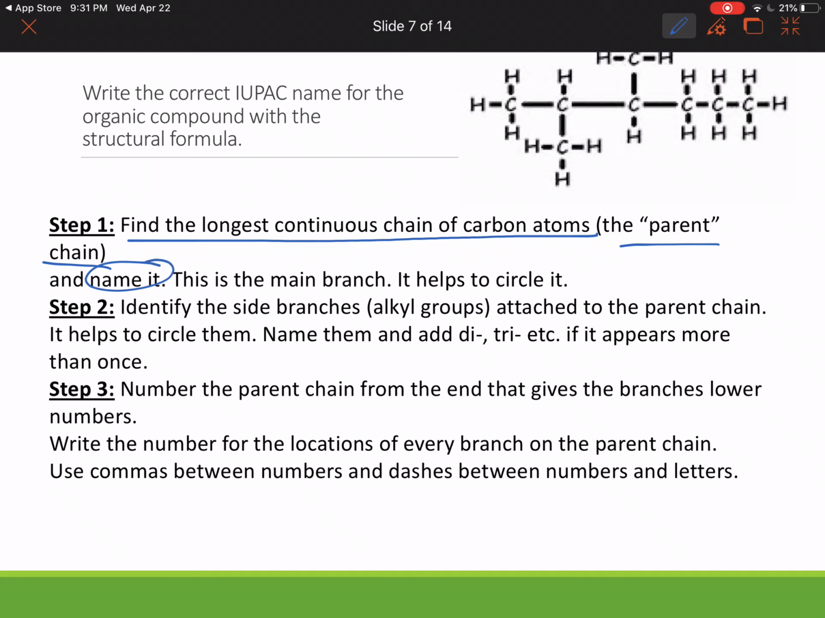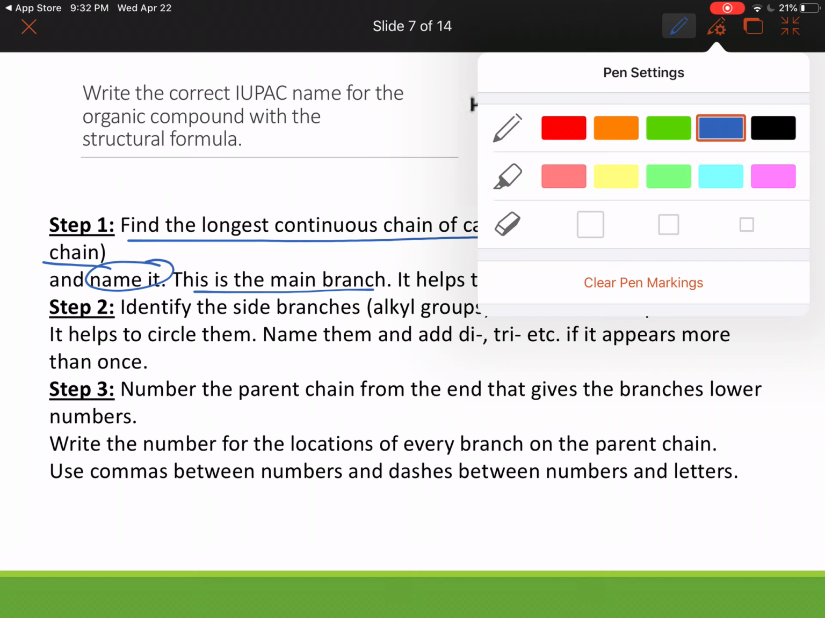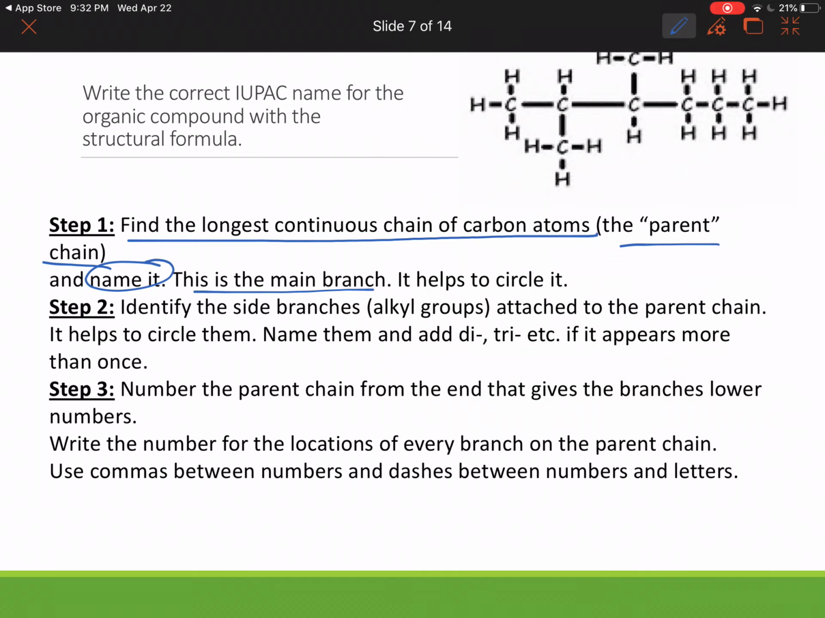You're going to name it, and this is your main branch. It helps to circle it, and so that's super, super important. Okay, next. What do we mean by the longest chain? I want to do a little thing for you so that you can actually see what I mean by that. I'm going to find the longest continuous.